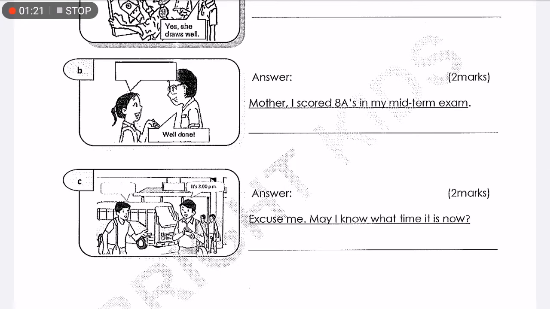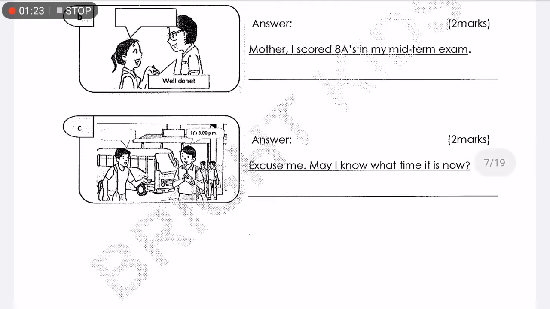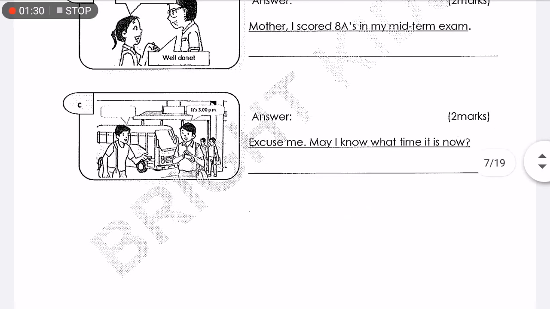Right, now look at question C. It's 3 p.m. Again, this is clearly a reply, so what can be the question? Excuse me, may I know what time is it now? So this is a full question. So the answer and the reply would be it's 3 p.m.